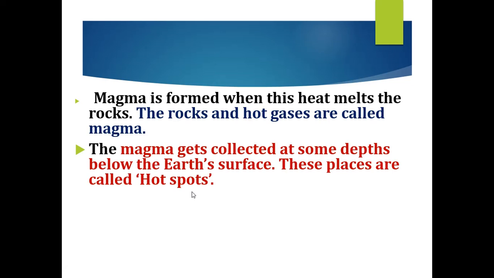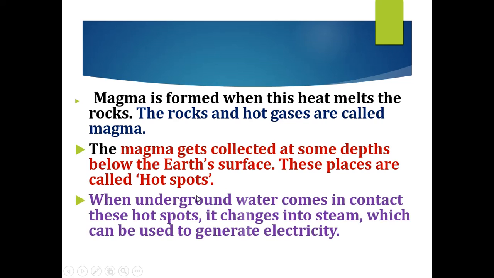So you understood what is meant by magma? Magma is formed when the heat from the earth melts the rock. Rocks and hot gases are together called magma, and we can collect magma at some depth below the earth's surface. These places from which we can collect magma are called hot spots.